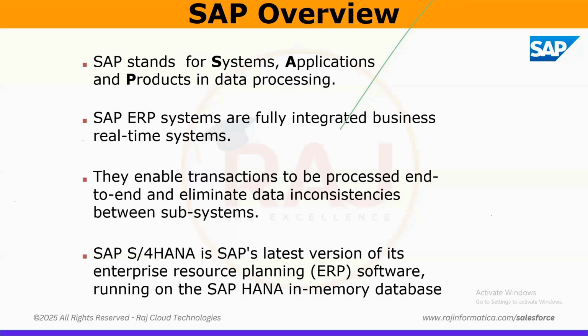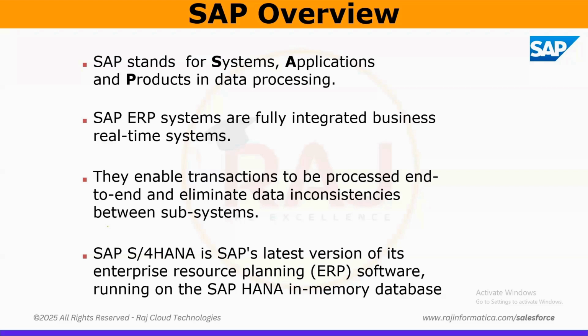So SAP S4 HANA. HANA is the latest version of SAP for its ERP. This software runs on HANA, which is an in-memory database. Earlier we used to have ECC and R3, the older versions, in which SAP was using a different database, but now it came up with its own database, and this is the fourth generation of their development.